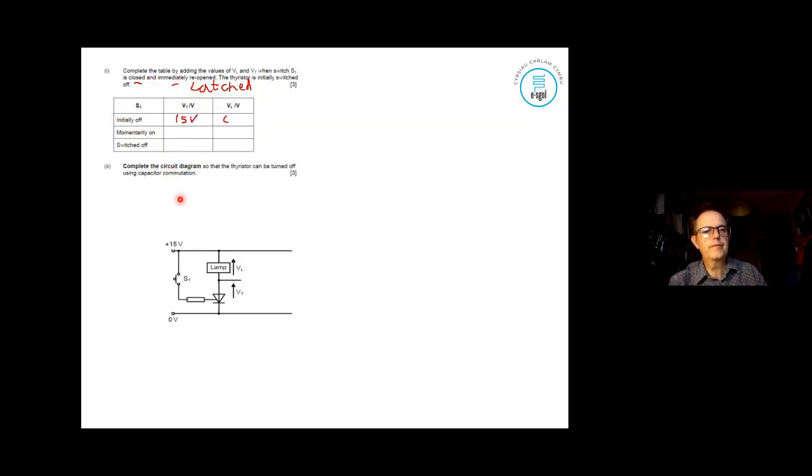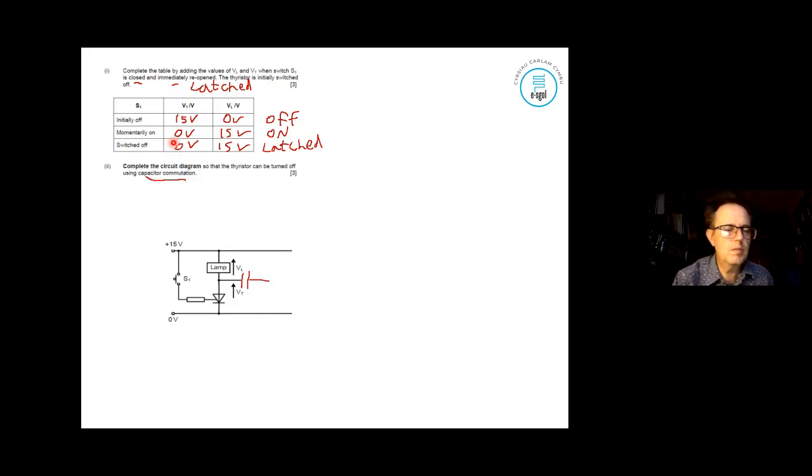So if it is off, the voltage across that point there will be 15. There's no current coming down, so the voltage across the load will be nothing. Switch it on, and that point there will go to 0. And when S1 has been switched back off, it's latched. That point there is at 0, 15 across the lamp, lamp is on.